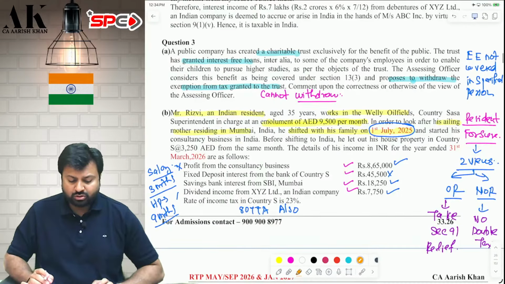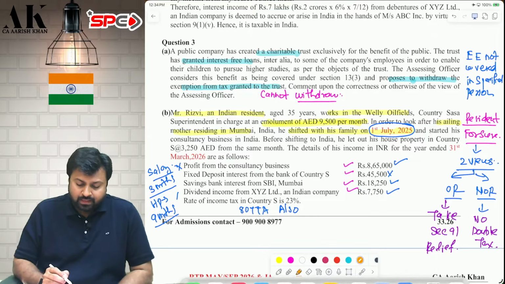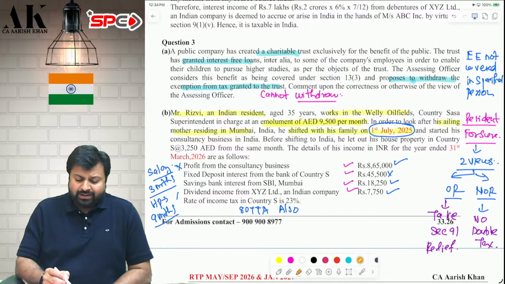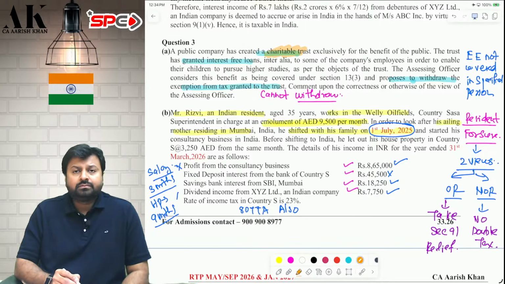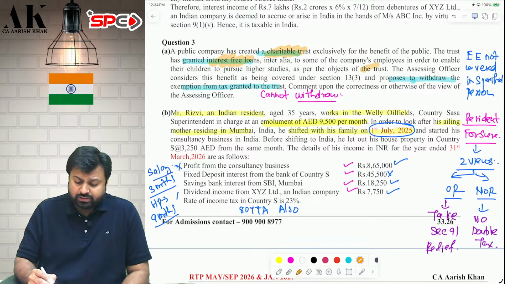Let's go to the next question. Question number 3. In question number 3, there is part A. Part A, very simple. There is a charitable trust which is providing some benefits to public. Apart from that, it is also giving interest-free loan to its employees.